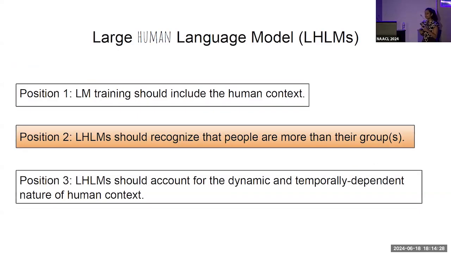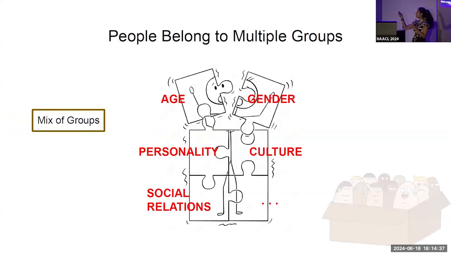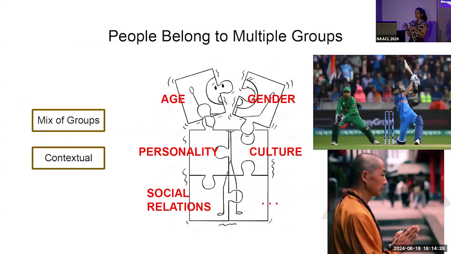Next, LHLMs should recognize that people are more than their groups. People belong to socio-demographic groups and a mix of groups. And a person's identity from their group is contextual. For example, an Indian, when watching a cricket match between India and Pakistan, would bring forward their patriotic Indian groupism, versus when they individually exhibit their religious beliefs, and that will have a different religious identity for most of the Indians.